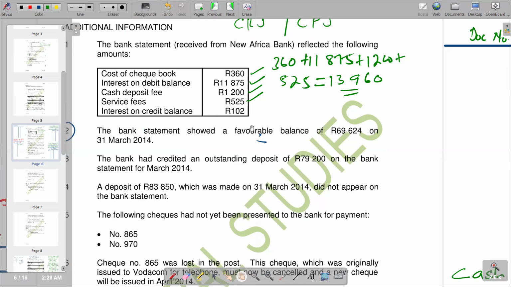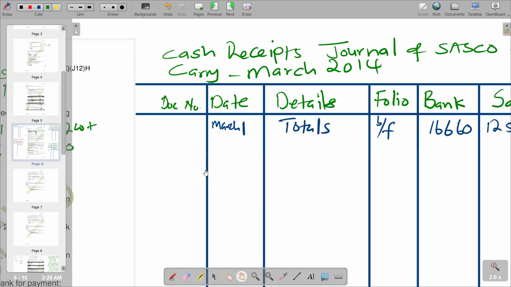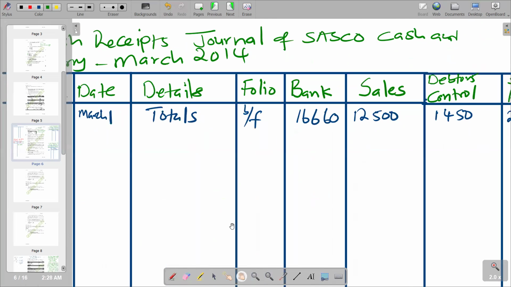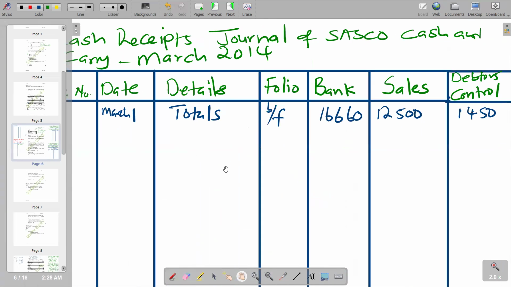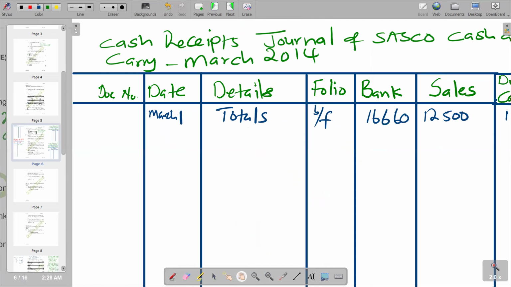So we go to our cash receipt journal. We've got our cash receipt journal here. Remember the dates that we are reflecting. And we are saying here, obviously, we have our BS, and it's March 31, and all the details. Remember, we are receiving it from New Africa Bank. So here we are writing New Africa Bank. And then the amount obviously is 102.